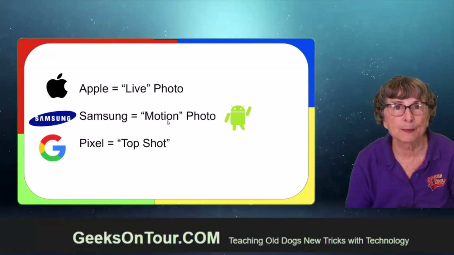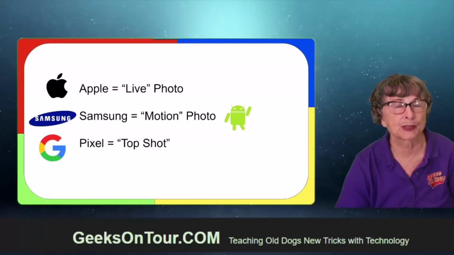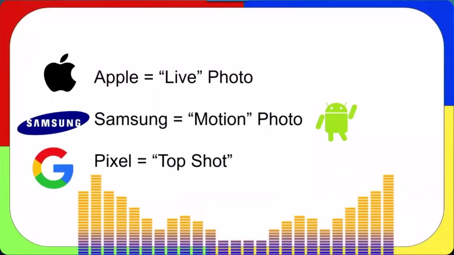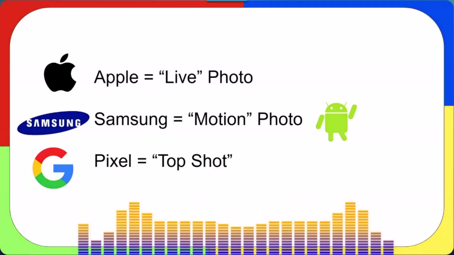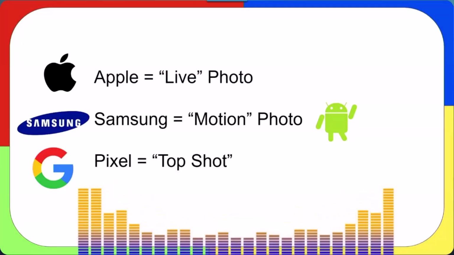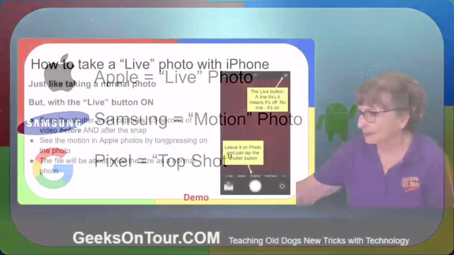Then Samsung and Pixel have similar features. On Samsung, it's called a motion photo, and on the Pixel, it's Top Shot. iPhone is by far the most feature-rich, so that's where I'm going to spend most of the time today, and then I will show you just a little bit of Samsung and tell you about the Pixel.